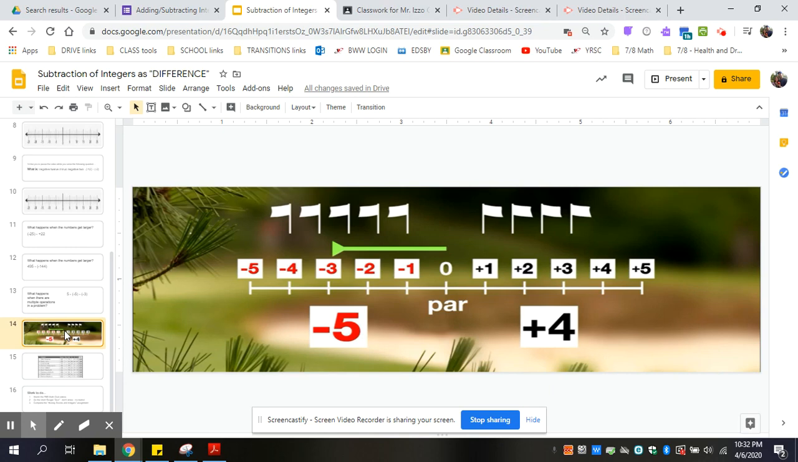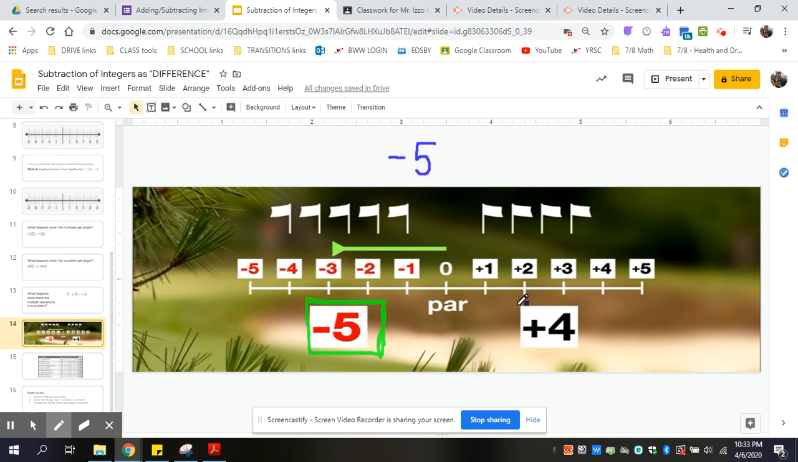All right, so let's look at this problem. Not the first hole, the first game, Mr. Itzo scores negative 5, which means actually I did well. I scored 5 strokes under the par, which means I had an okay game. -5.